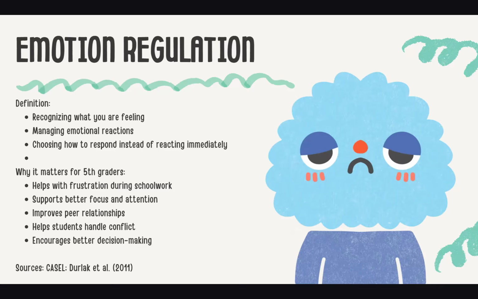For example, let's say a fifth grader might be frustrated because an assignment is difficult or embarrassed about getting an answer wrong or just angry during a fight with a friend. The whole point of emotion regulation is to help them pause and decide what to do instead of immediately giving up, yelling, or reacting in a way that just makes the situation worse.